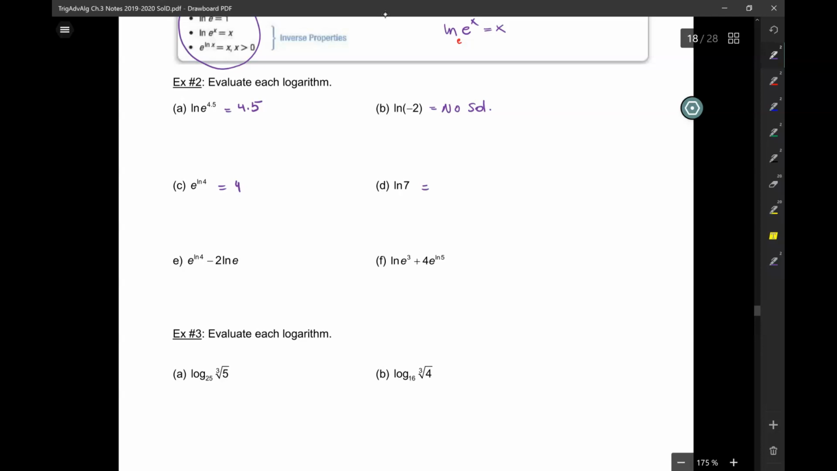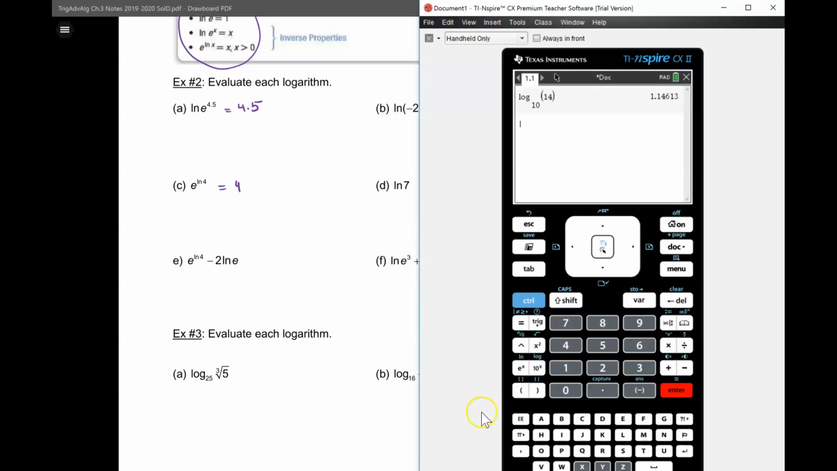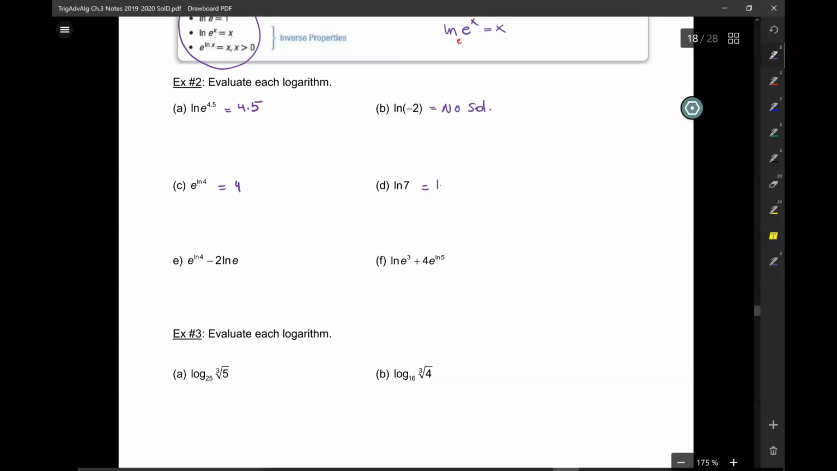What about ln of 7? We're going to put that in the calculator. So ln is the button right next to the log. ln of 7, and that's 1.946.